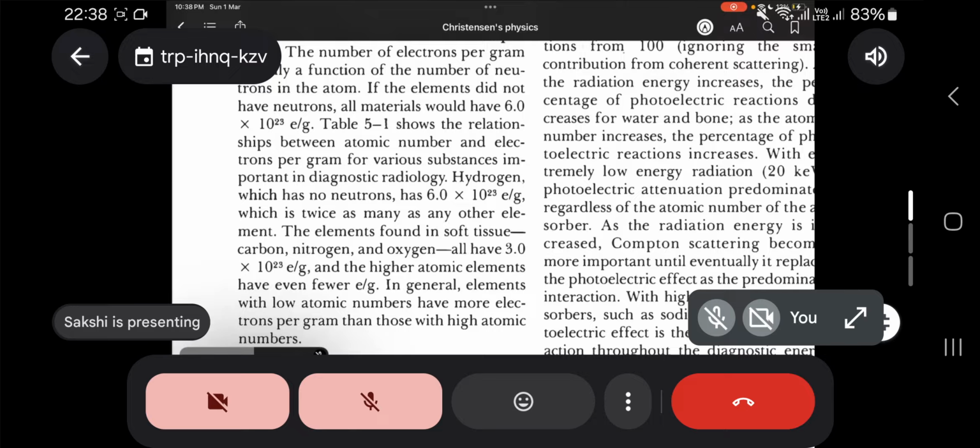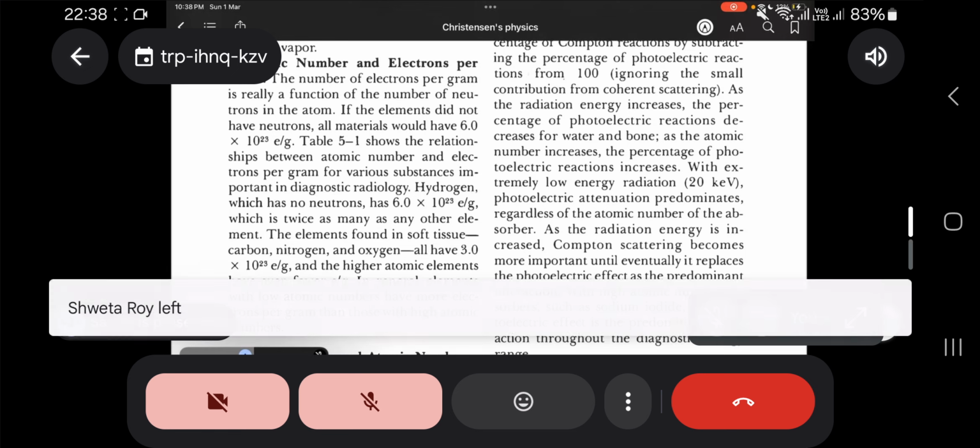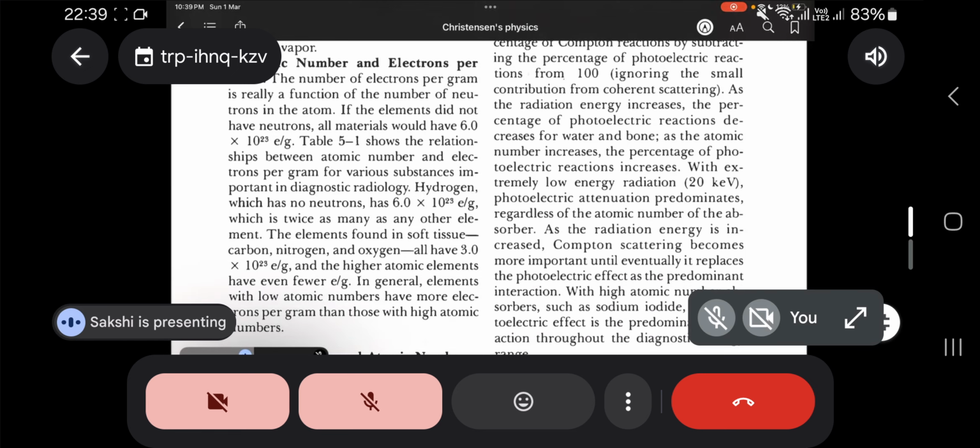Ma'am, it could be because of inter-electronic repulsion. Electrons repel each other, so the orbits spread out more. Yes, that can be a good explanation. Write down both of these questions. What is the relationship between atomic number and electrons per gram? And next question, why do elements with low atomic number have more electrons per gram than those with high atomic numbers?